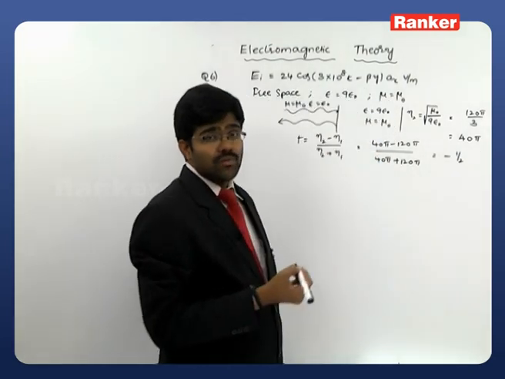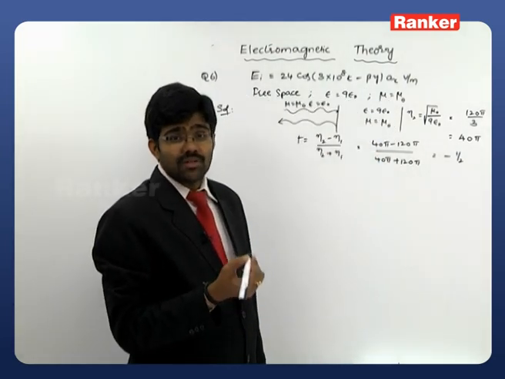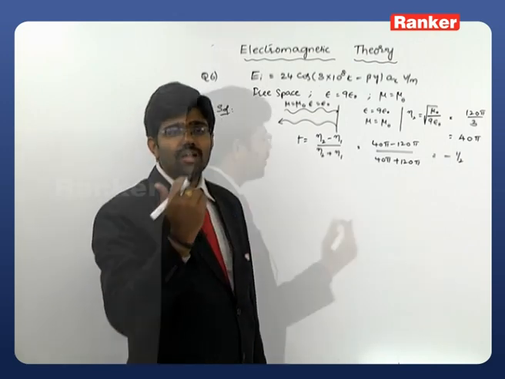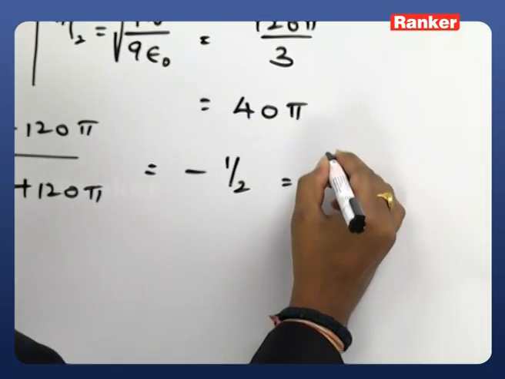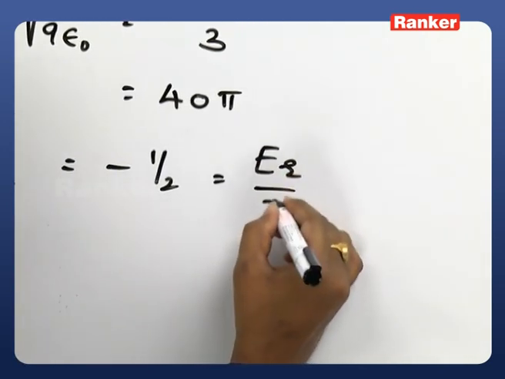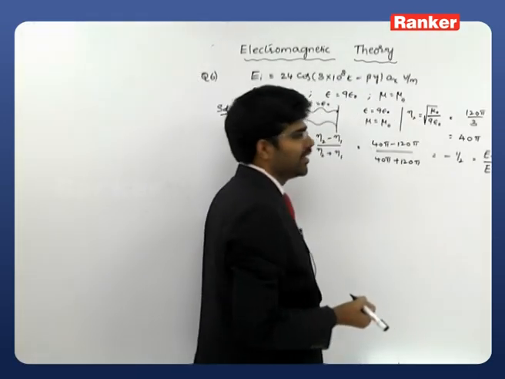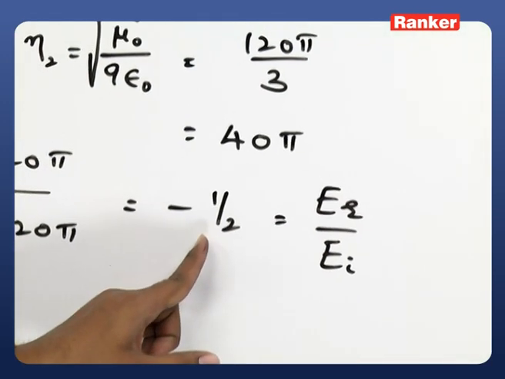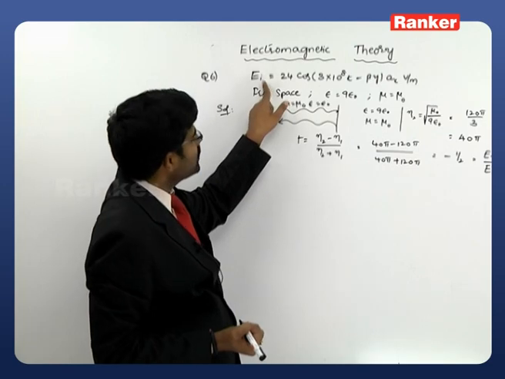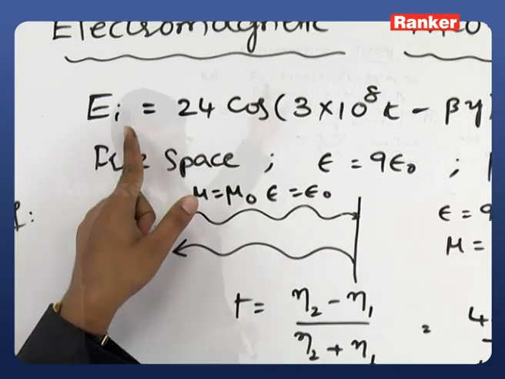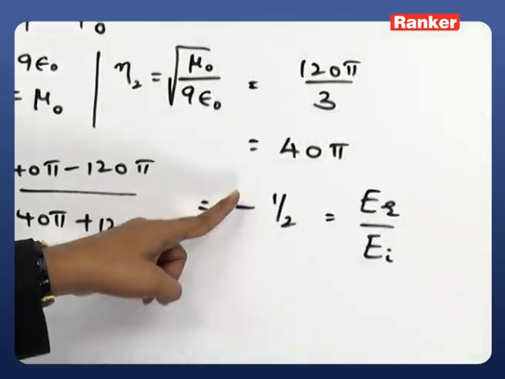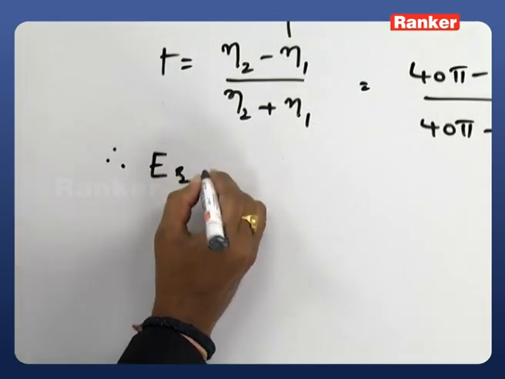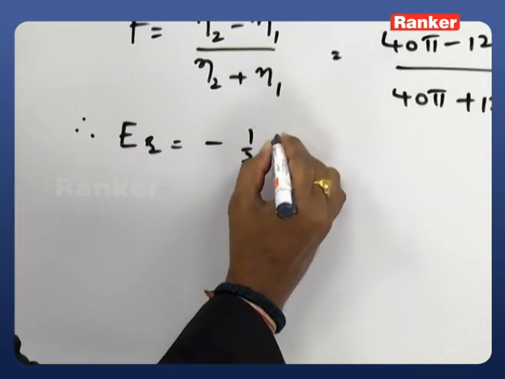We got the reflection coefficient, and what is the basic definition of the reflection coefficient? It is the ratio of the reflected electric field to the incident electric field. Simply this can be taken as ER divided by EI, right? So ER by EI equals minus 1 by 2. Already we have EI. Now substitute there, then what we get is ER. Therefore ER equals minus 1 by 2 times EI.